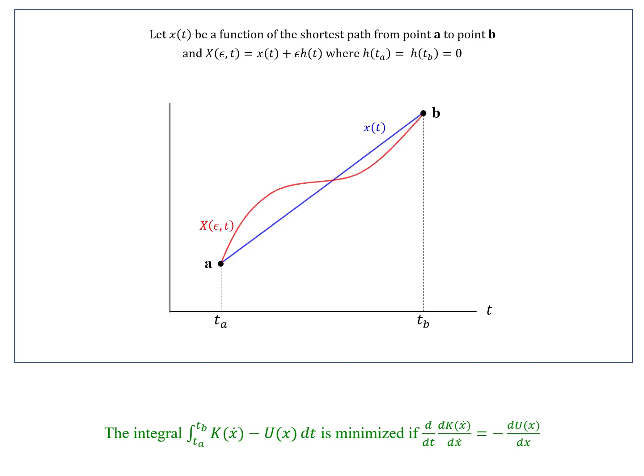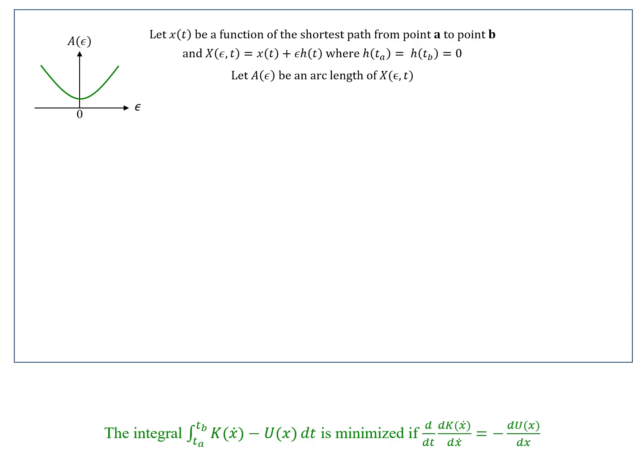Now let big X equal small x plus epsilon times h, where h of ta and h of tb are 0, so that big X and small x are at the same points at both ends. Of course, when epsilon is 0, the big X becomes small x. Now, let function A be an arc length of big X. We can see that the graph of A will be lowest when epsilon is 0, since that makes the big X become small x, which has the shortest path. From the application of integration, the arc length formula is this. And so, this is A prime of epsilon.